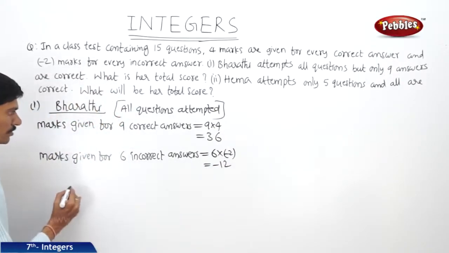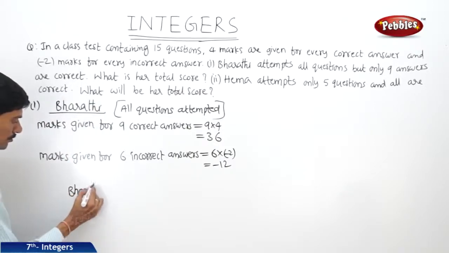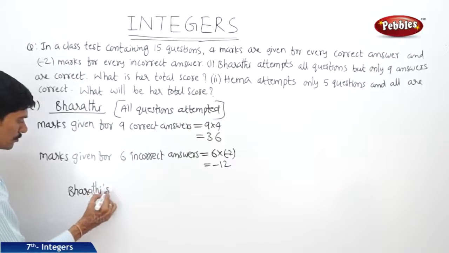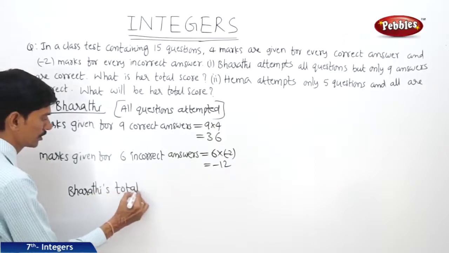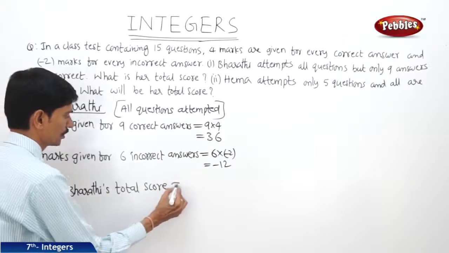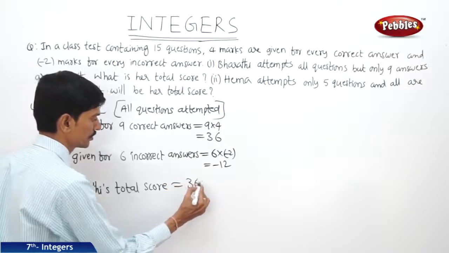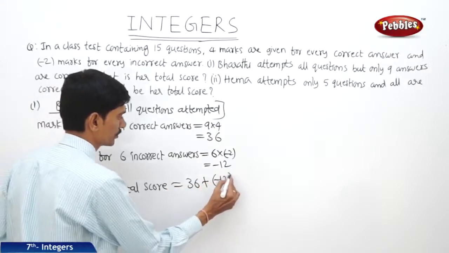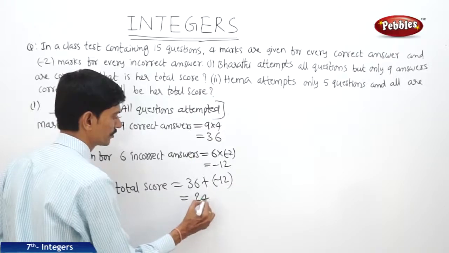Now we can find Bharati's total score. Bharati's total score equals 36 plus minus 12. So this equals 24.